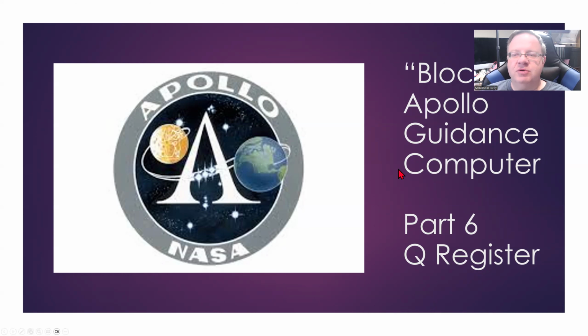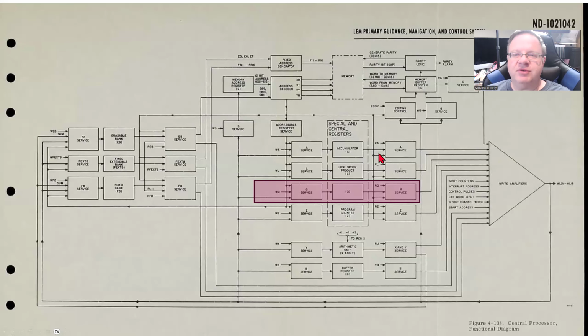So we'll go into our diagram of the central processor of the AGC, and we previously talked about the Z register here, as well as the B/C register down here. So the Q register, like the Z register, is one of the special and central registers within the Apollo guidance computer. Now, these are registers that can be accessed in one of two ways. They can be accessed through control pulses.